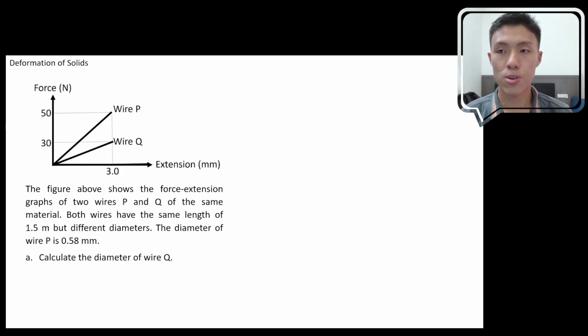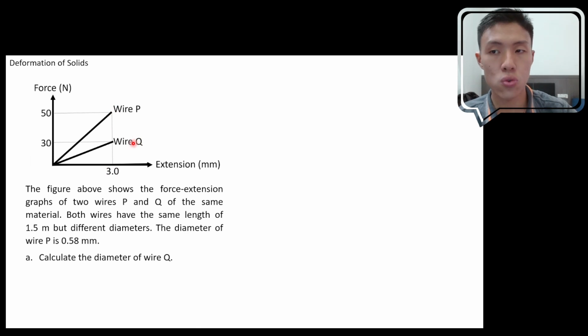Let's try to solve this problem over here. You are given a force extension graph, which is F and delta L, and you have two wires, wire P and wire Q. Wire P experienced a maximum force of 50 Newton, and by that time, it experienced an extension of 3 mm.